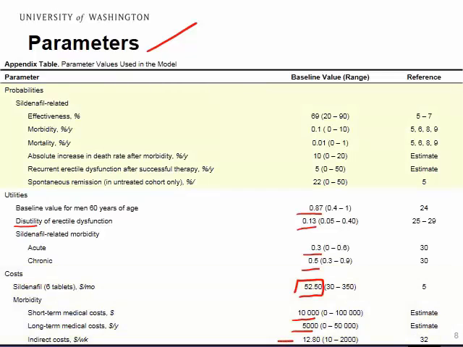For the transition probabilities, they had effectiveness of sildenafil was nearly 70%. They had a 10% morbidity and a 1% mortality. And actually, if you read the paper, this is a very high mortality. It's higher than is expected. And they had this absolute increase in the death rate and recurrent erectile dysfunction. So they had some other parameters in there.